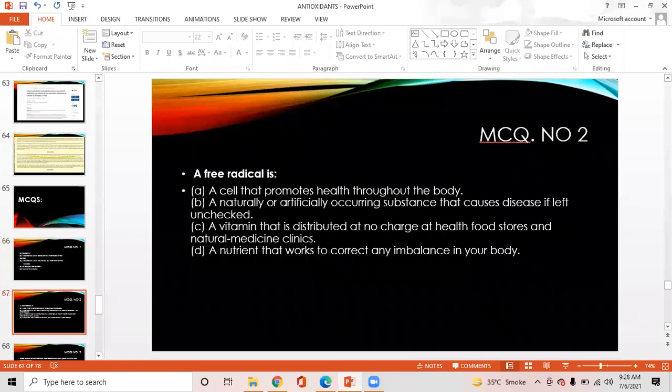A free radical is A, a cell that promotes health throughout the body. B, a naturally or artificially occurring substance that causes disease if left unchecked. C, a vitamin that is distributed at no charge at health food stores. And yes, B is the right answer. A free radical is a naturally or artificially occurring substance.